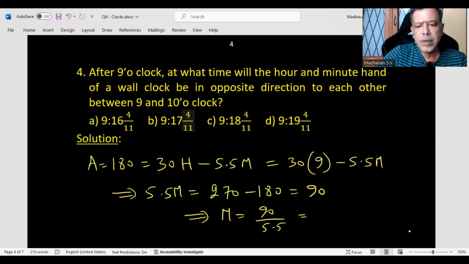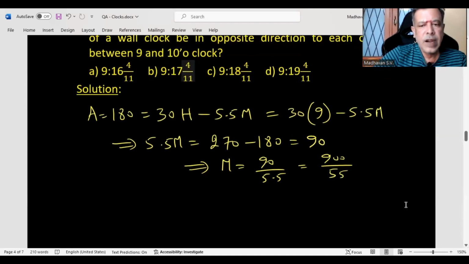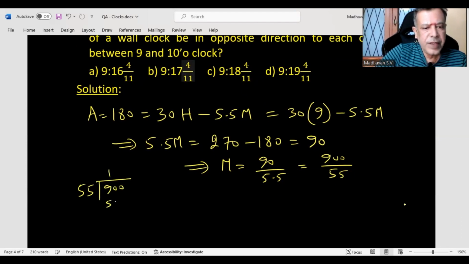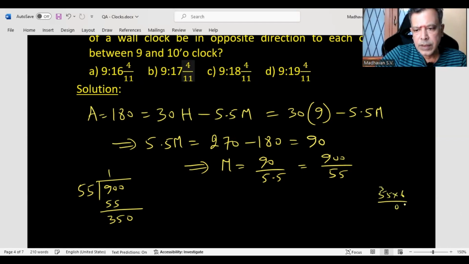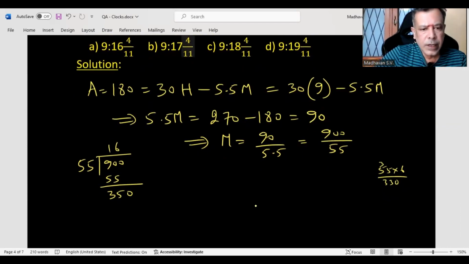Multiplying numerator and denominator by 10, we get 900 by 55. Now let us divide 900 by 55. We get 55 ones or 55. This we will get 350. Now further, let us consider 55 into 6. 6 5s are 30, 6 5s are 30, 33. So we'll consider 16, and here you get 330. So the remainder is 20.